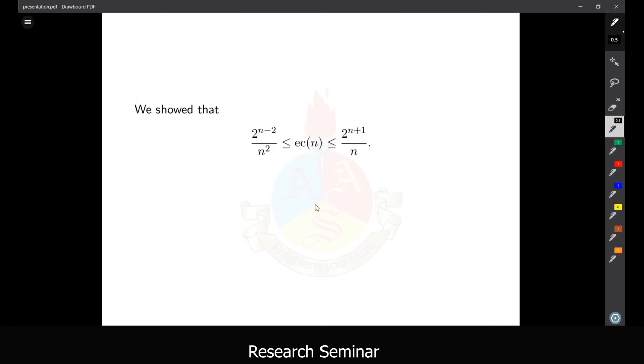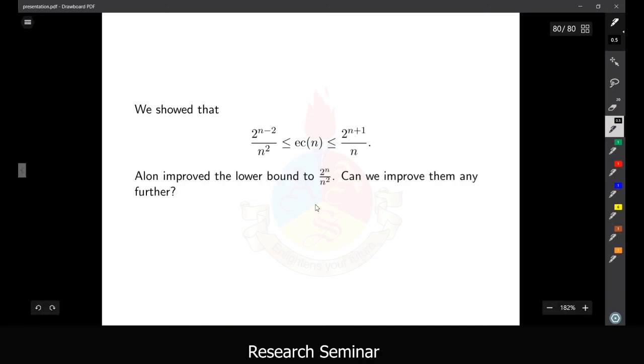Okay, so this is what we showed. So we showed that in the worst case scenario, we are between roughly 2 to the power of n divided by n squared and 2 to the power of n divided by n. So actually, Alon proposed some improvement to the lower bound. It is actually a very easy improvement, but it is just an improvement by a factor of 4, so to 2 to the power of n divided by n squared. And the question is if we can improve it any further.